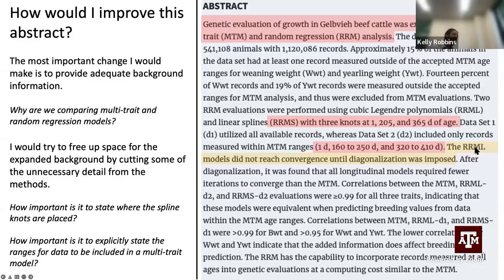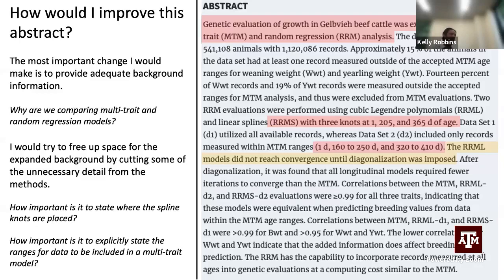And then finally, this statement here. Although the results I thought overall were pretty good, the fact that the Legendre polynomial required diagonalization to get it to converge, I don't think that's really important. What's important is that when we did do this process, it worked quite well. It proved to be superior to the multi-trait model. And this little tidbit of information obviously needs to be in the research paper because it is a result that people need to understand, but it doesn't need to be in the abstract. So I would definitely cut that out as well.